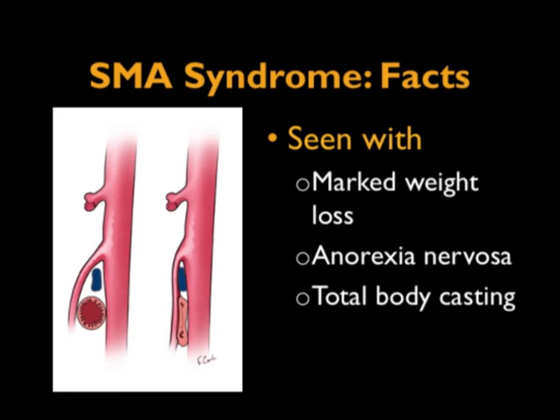Now, classically, the SMA syndrome was described in patients with total body casting, though we are seeing it more commonly now in patients with marked weight loss, and the one we think about is anorexia nervosa. Patients present at times with obstruction, and it's really due to the vessel, and that's why the patient has nausea and vomiting. So I'll show you some examples of that.